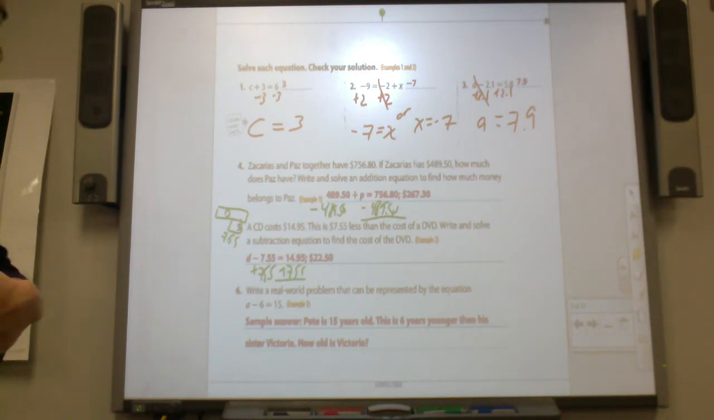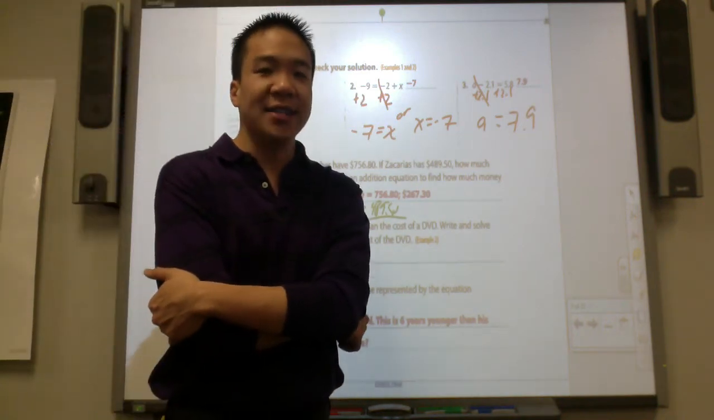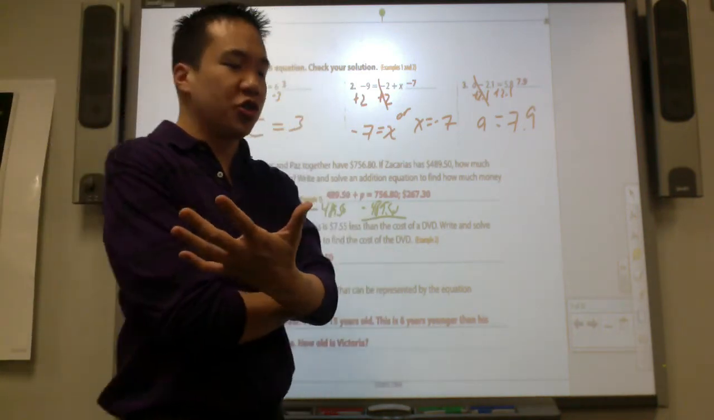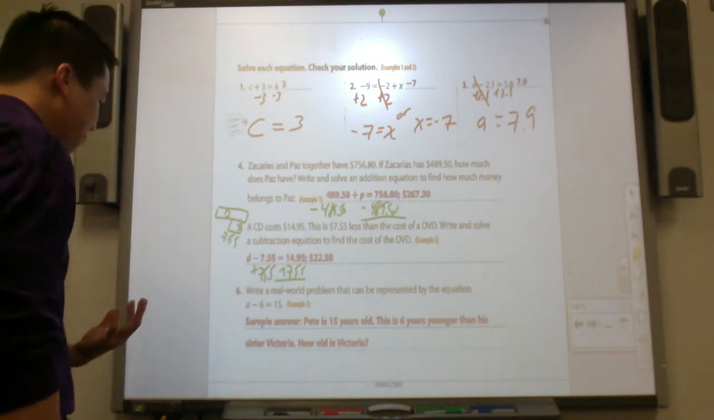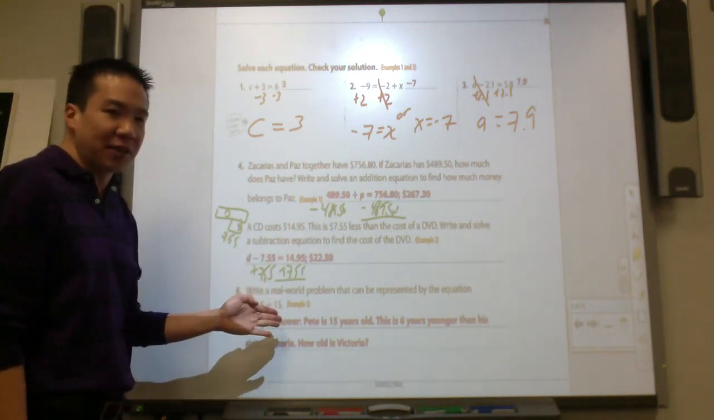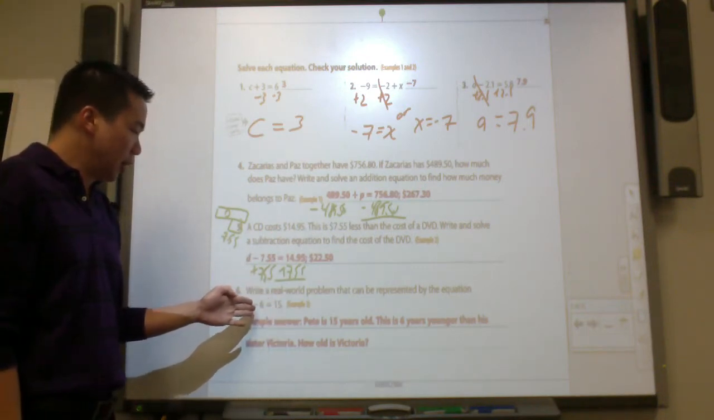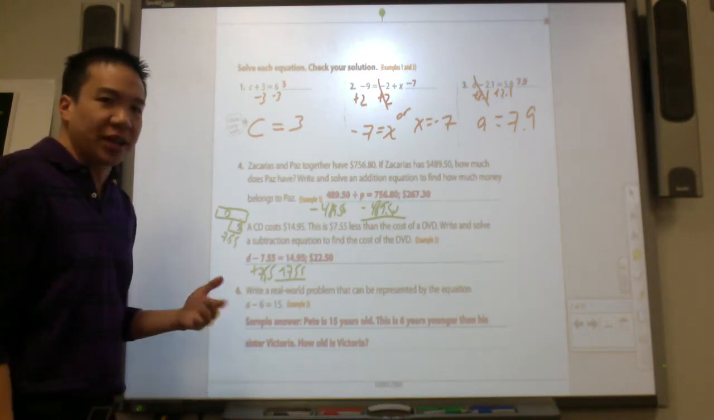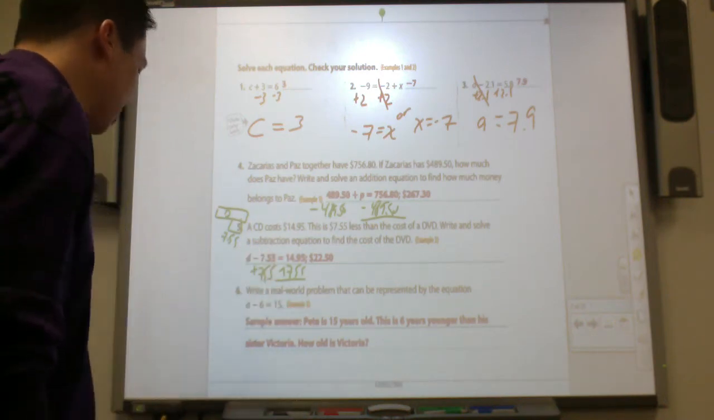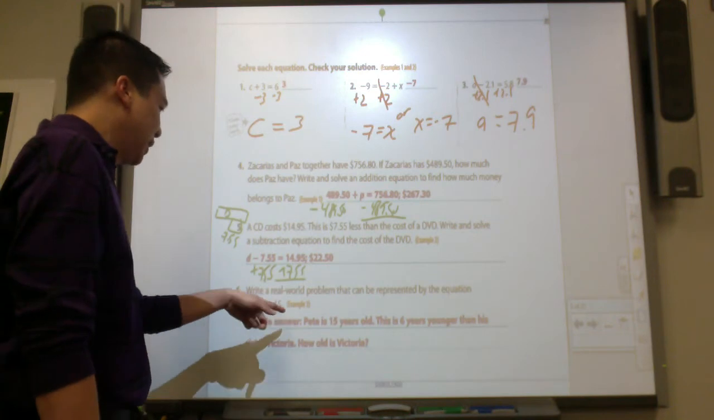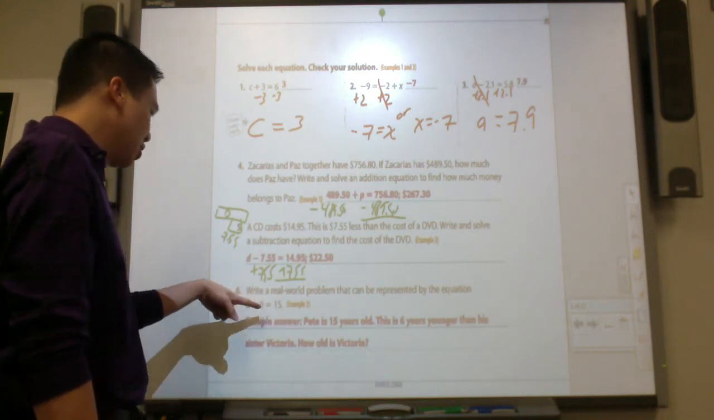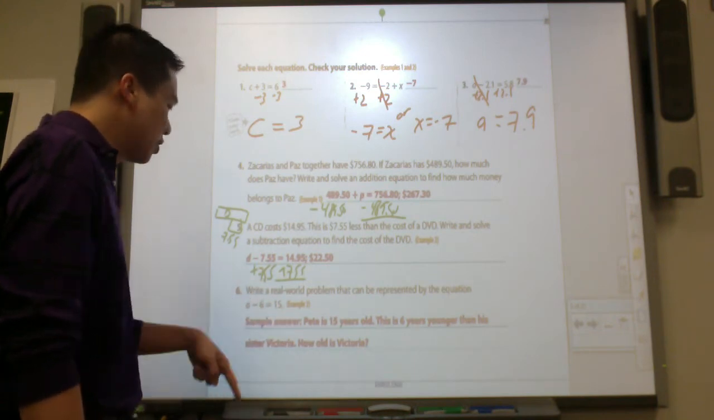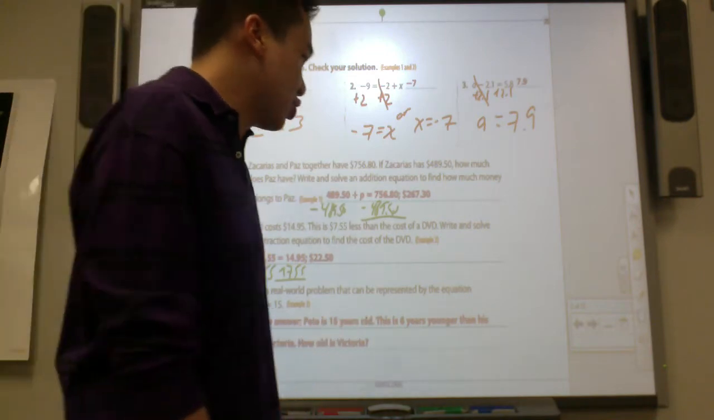Number 6, it could be whatever you want to write it as. It could be like a store has 15 items left unsold. If they sold 6, what did they originally start with? Here they use the example: Pete is 15 years old. That is 6 years younger than his sister Victoria. So what is the age of his sister Victoria?